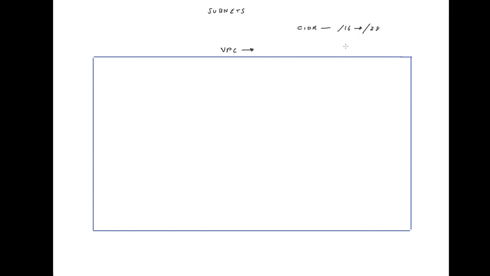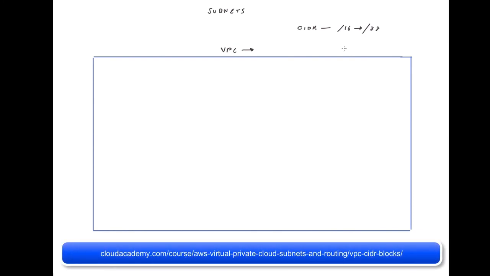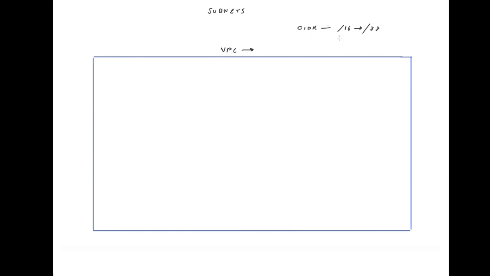Now, if you're not familiar with TCP/IP addressing, please take a look at the link on screen and check out the following course, and this will dive into the CIDR block and TCP/IP addressing in greater detail. Now, for our example, let's say we created our VPC with the following CIDR block, 10.0.0.0/16. Now, this is important because any subnets that we create within our VPC need to reside within this CIDR block range. So let's take a look at a couple of subnets.